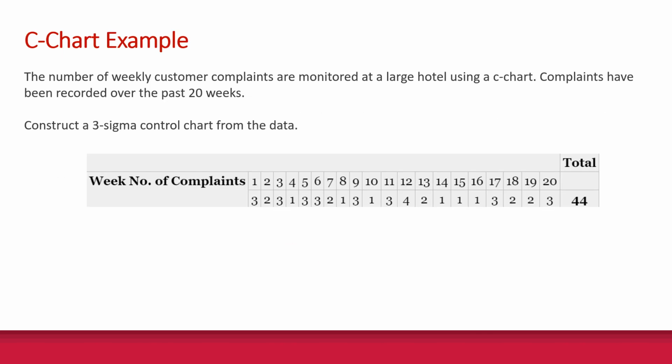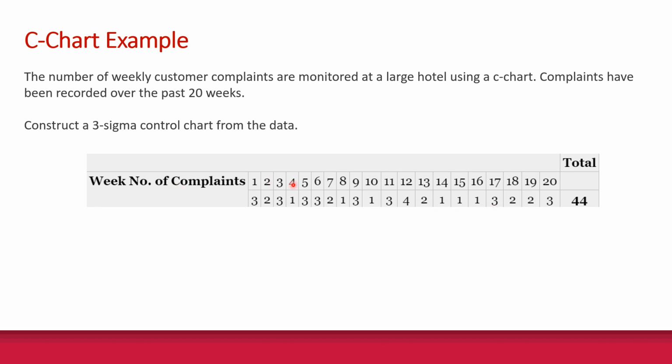So let's take a look at an example. I think this is the easiest way to understand how these charts work. So here we have a situation where the number of weekly customer complaints are monitored at a large hotel using a C chart. Complaints have been recorded over the last 20 weeks. We want to construct a control chart from the data.